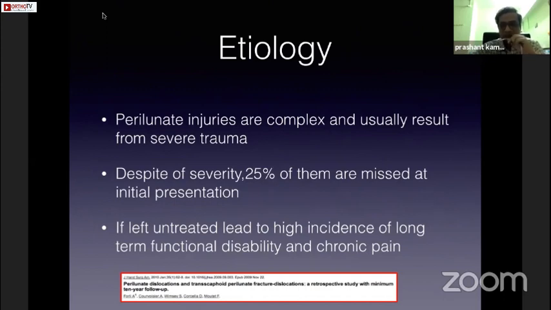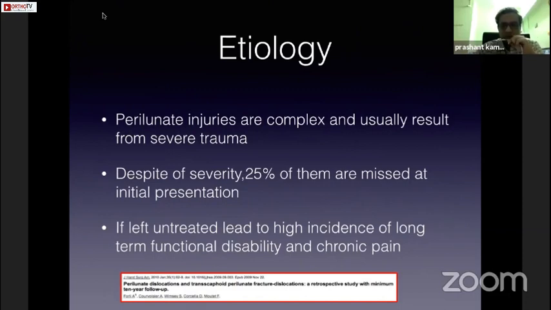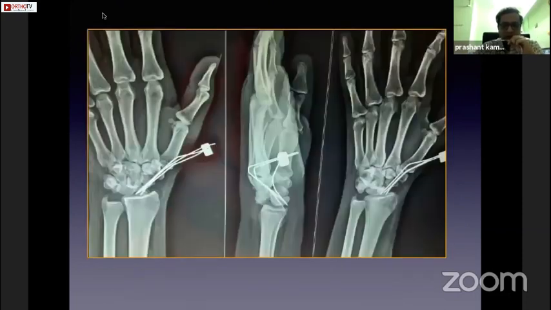So to start with, these injuries are complex and usually a result of severe trauma. And as the literature suggests, 25% are missed at initial presentation. This could be because of a polytrauma patient that needs urgent attention to other severely damaged parts, and sometimes the treating surgeon is unaware of this perilunate dislocation, which could lead to long-term functional disability and chronic pain. So this was one of the examples where the surgeon has fixed the scaphoid but completely failed to recognize there is a perilunate injury as well.